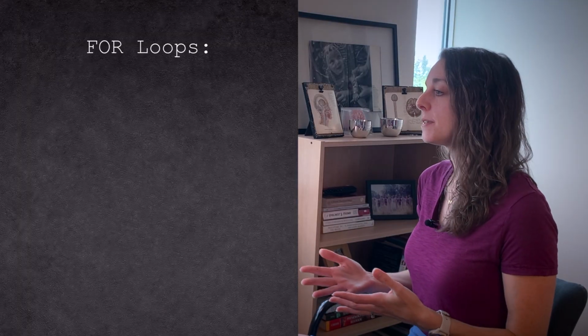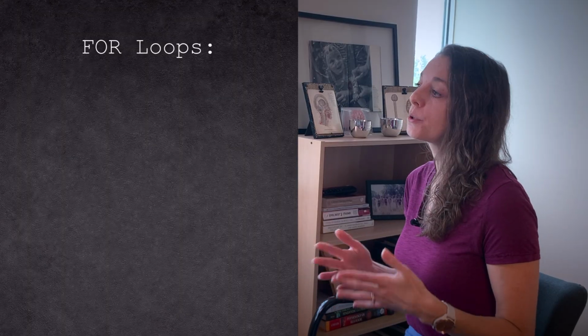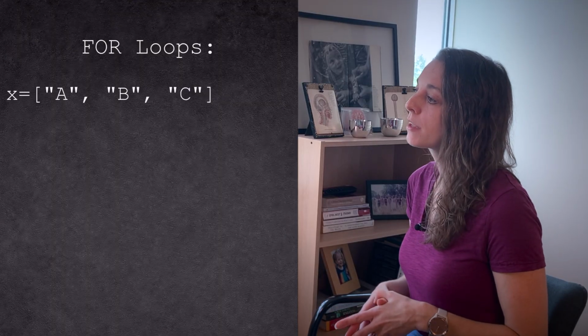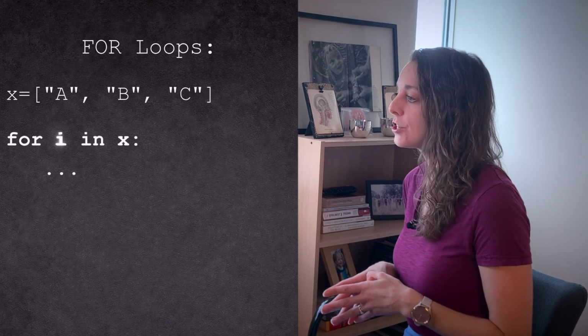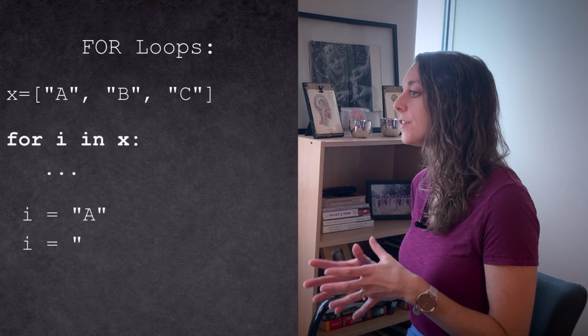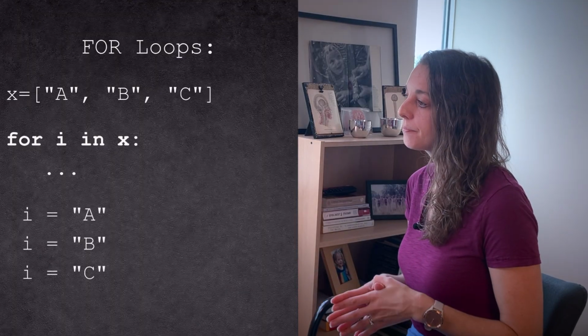Next up is for loops. For loops let you repeat code for each item in the sequence. Think a list, vector, or range of numbers. They're great when you know how many times something should run. For loops use a placeholder variable like i, which stands for iteration. It temporarily holds each item in the sequence, starting with the first, then the second, and so on, until the loop has gone through all of them.